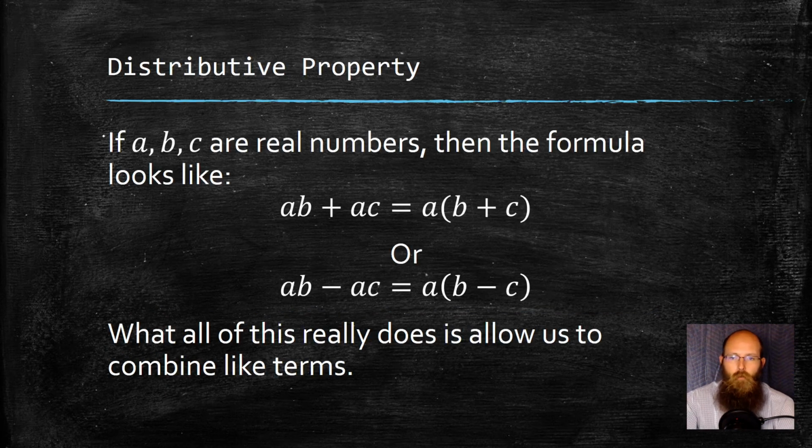So if we assume that A, B, and C are just real numbers, right? I just have to say that to make the formula actually work out. But then the formula looks like either of these two things. One of them just has addition while the other has subtraction. But A times B plus A times C, well, both of them have A, so I can pull an A out of both of those things. And then I can just combine B and C together. And then the same is true, but with subtraction in the middle. But all of that really is just a fancy way of saying that we can combine like terms.